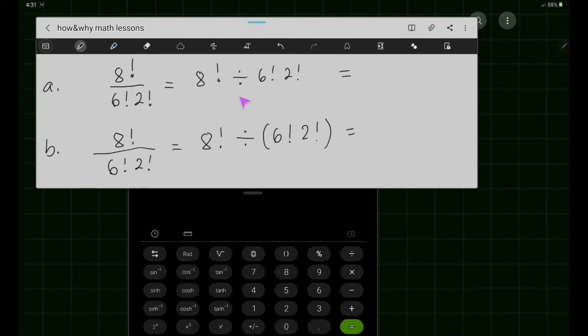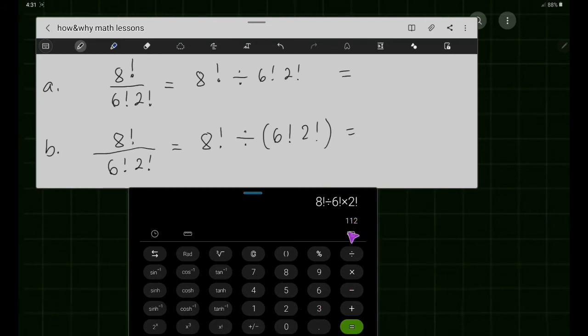So, mayroon dito, walang parenthesis yung 6 factorial times 2 factorial. Sa letter B, mayroon nang parenthesis. Itry sa calculator. Yung letter A muna: 8 factorial divided by 6 factorial times 2 factorial.